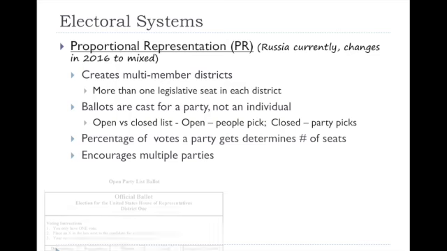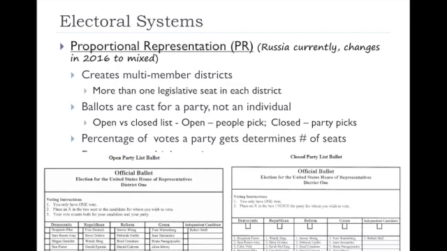So once again, this encourages multiple parties. Some examples of ballots in the past. You vote for a political party, and if they get a certain percentage, they're going to get a certain percentage of seats from their lists below them.